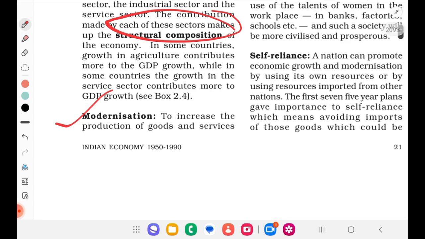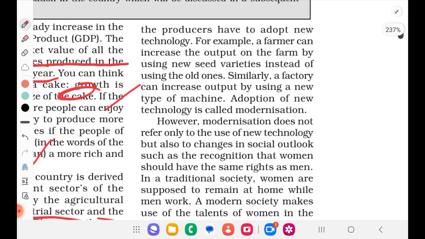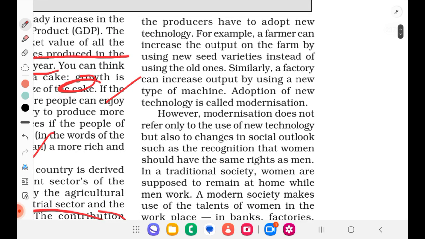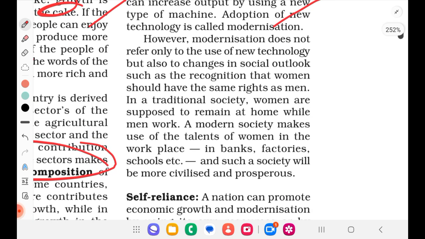Modernization. To increase the production of goods and services, the producers have to adopt new technology. For example, a farmer can increase the output on the farm by using new seed varieties instead of the old ones. Similarly, a factory can increase output by using a new type of machine. Adoption of new technology is called modernization. However, modernization does not refer only to the use of new technology but also to changes in social outlook, such as recognition that women should have the same rights as men.